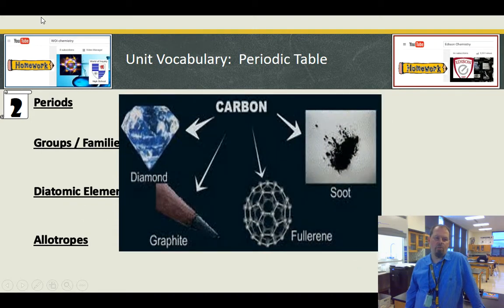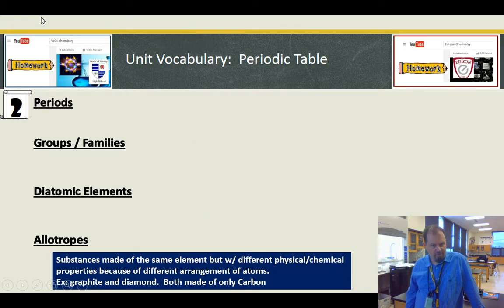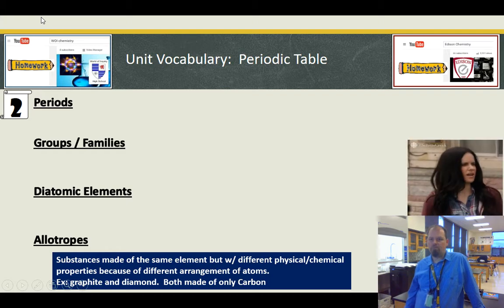Allotropes, this is a good big new word we're going to throw out there. This is same atom, different arrangement. So a substance made of the same elements, but with different physical and chemical properties because of different arrangement of atoms. The cliched example is graphite and diamond, because they're both made of carbon, but their physical arrangement of the two things make them allotropes. Because their physical arrangement is completely different, their properties are completely different. You went from one of the softest substances on the planet to one of the hardest substances on the planet, and it's made out of the same thing. That's kind of weighty. And well, we're done.